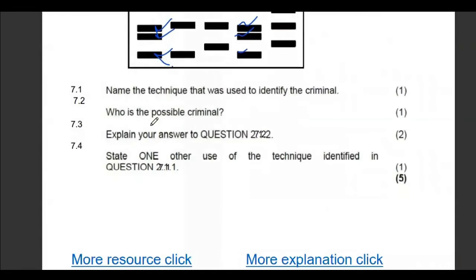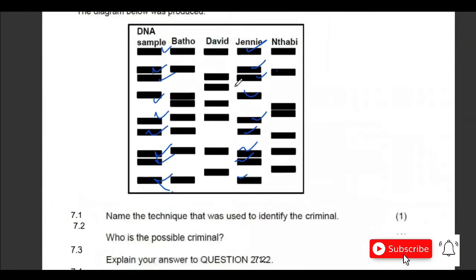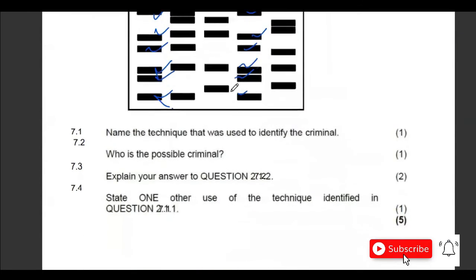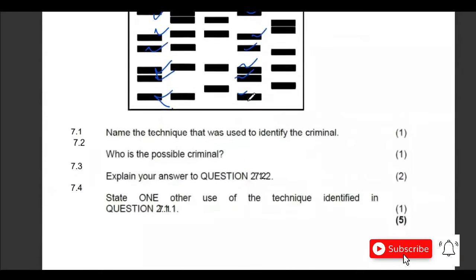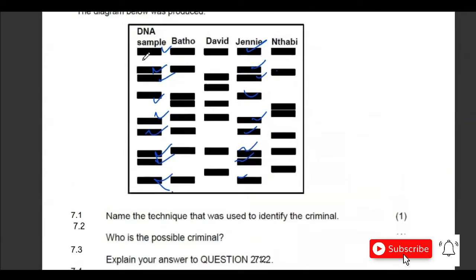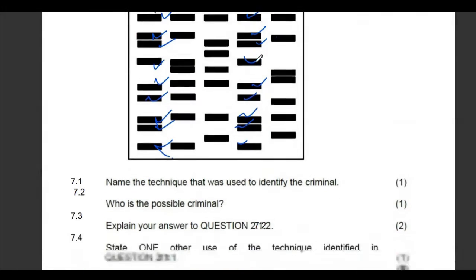Name the technique which was used. It's the DNA profiling technique, and what is being shown here is a DNA profile. So you must know the difference. A DNA profile is not a technique. A DNA profile is what you obtain when you analyze the DNA sample. So who was the possible criminal? We have seen it is Jenny, because the bands of the DNA sample profile are matching with those of Jenny.